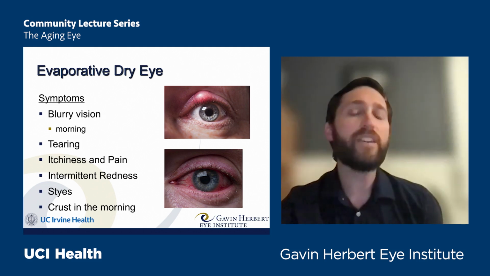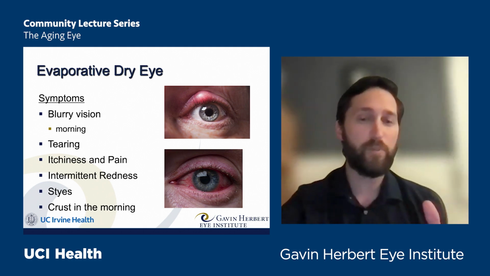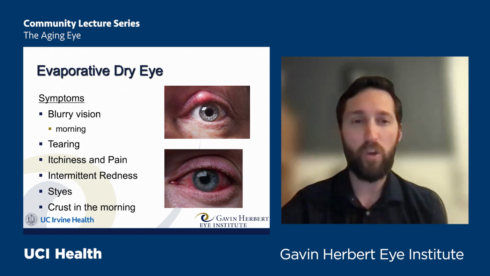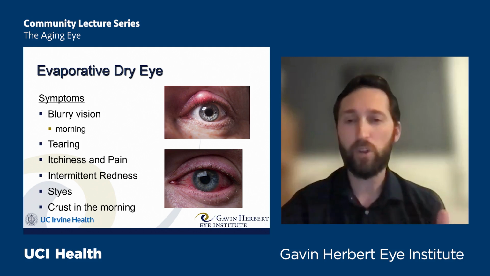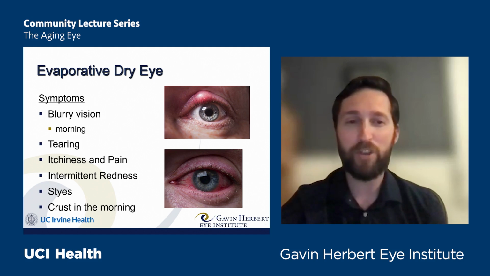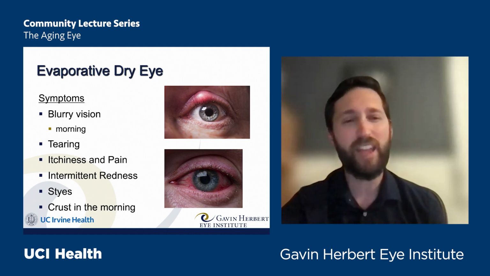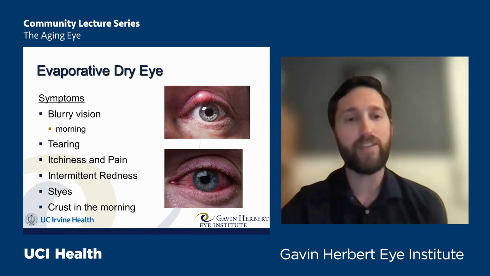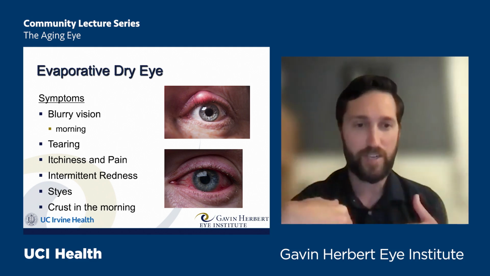And so often, in contrast to water problems or aqueous deficient dry eye, evaporative dry eye, which again is a problem with the oil, has some similarities and some differences. The similarity is that you still get blurry vision that seems to be intermittent. But another thing that happens in evaporative dry eye, instead of feeling like there's sand in the eye necessarily, a lot of people will complain of tearing. So they're just either talking with a friend or watching TV, and all of a sudden they'll start to tear.